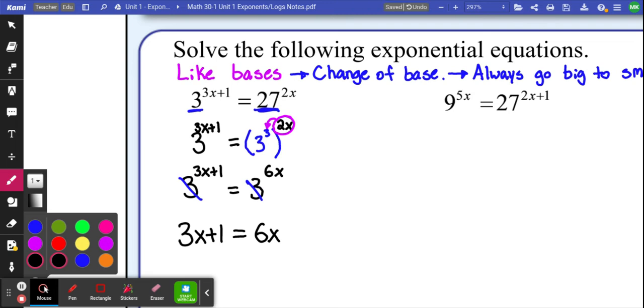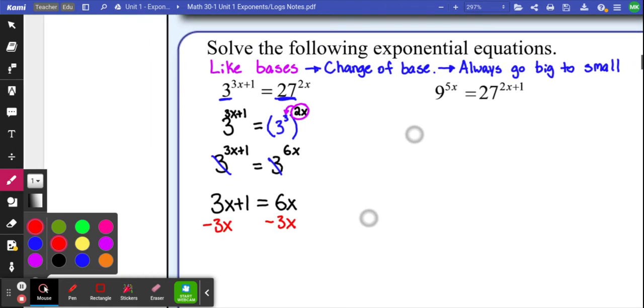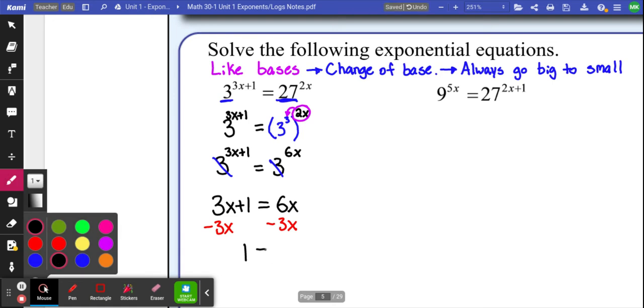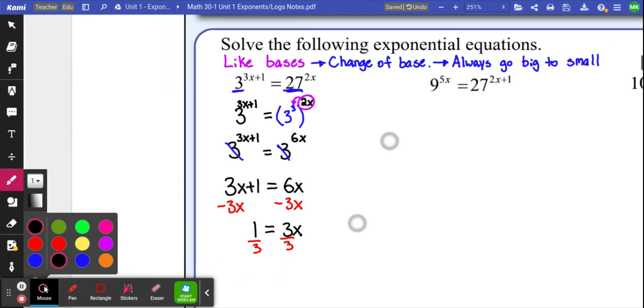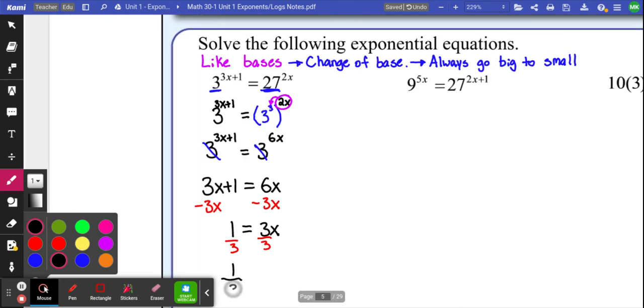So I'm going to move my x's to the other side, subtract 3x to the other side. I have 1 equals 3x, and then divide by 3. That gives me 1 over 3 equals x. As a decimal, it's 0.3 repeated. If it's not a terminating decimal, leave it as a fraction. If it had been 0.3 and stopped, that's cool. If it's 0 point something repeating, then leave it as a fraction.